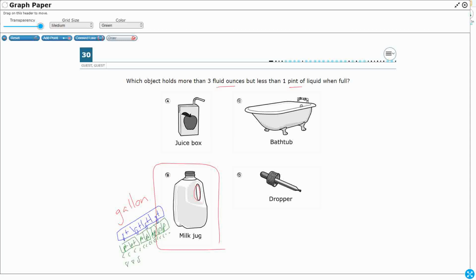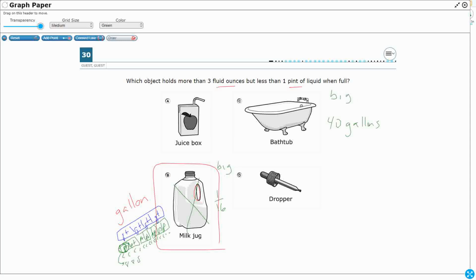So we need something that's between a pint, which is going to be 1/16 of a gallon, and 3 fluid ounces, which is less than a cup. So it's definitely not this milk jug. This milk jug is way too big. It needs to be 1/16 of this milk jug. It's definitely not going to be that bathtub. That bathtub is about 40 gallons. These are much too big. But now we're kind of stuck with the juice box and the eyedropper.